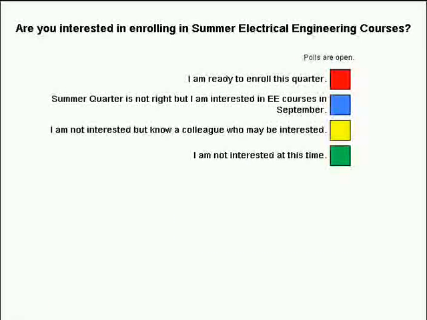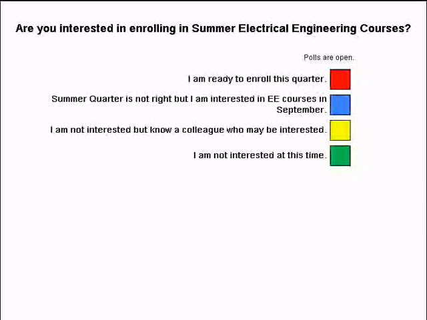Well, what I'd like to do now is take a quick poll. Again, I mentioned a couple of different ways to engage. We are still welcoming questions into the queue. But here what I'd like to know in this poll is, are you interested in enrolling in summer courses in electrical engineering? There are a couple of choices. I'm ready to enroll this quarter. Summer quarter is not right for me, but I'm interested in EE courses later in the year in September when the traditional academic year starts. I'm not interested, but I know colleagues who may be interested. Or finally, I'm not interested at this time. So if you could make your selection, I would appreciate it.